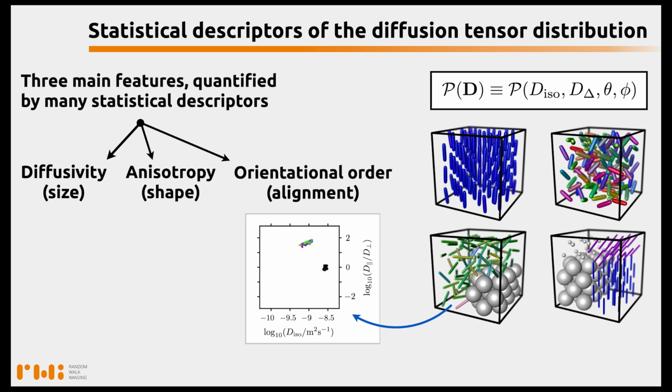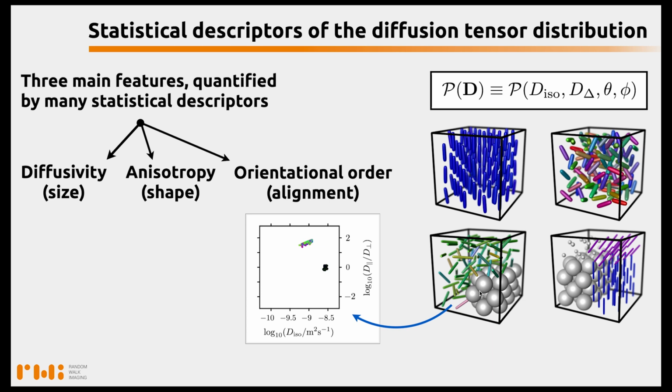To better understand statistical descriptors, let's remap this voxel content in terms of this distribution of points. Here you have the log of the isotropic diffusivity, and here you have the log of the ratio between the parallel and the perpendicular diffusivities. This indicates anisotropy as being positive for prolate tensors, 0 for spherical tensors, and negative for oblate tensors.